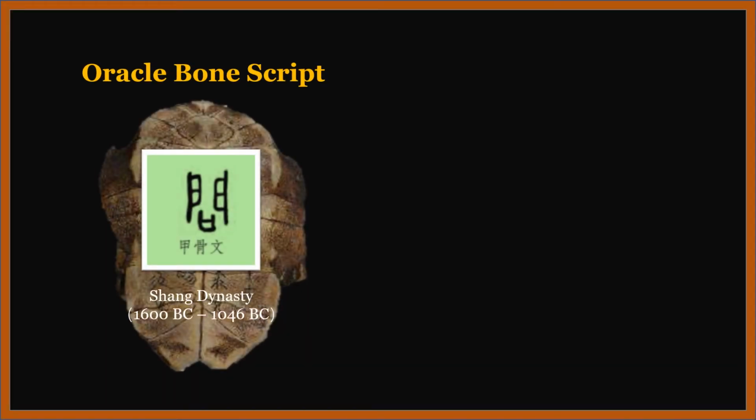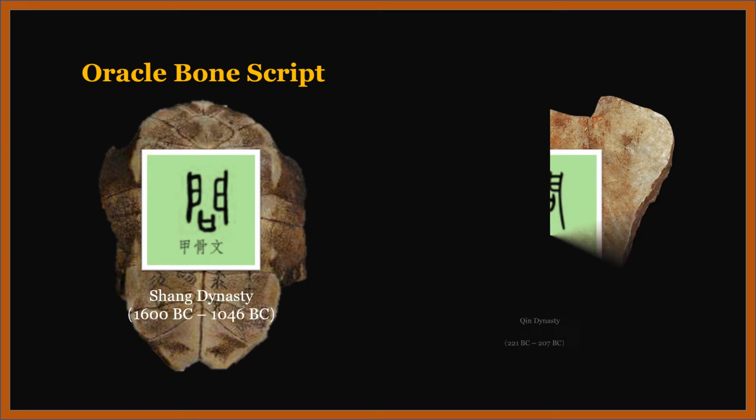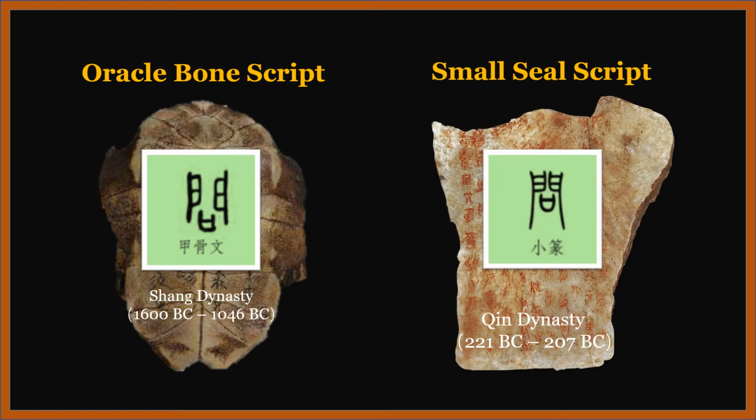The character wen first appeared in oracle-bone scripts in Shang Dynasty in Chinese history. It was gradually evolved into a small seal script in Qing Dynasty, as shown here on the right. The writing form of this character did not experience a fundamental change since Qing Dynasty.